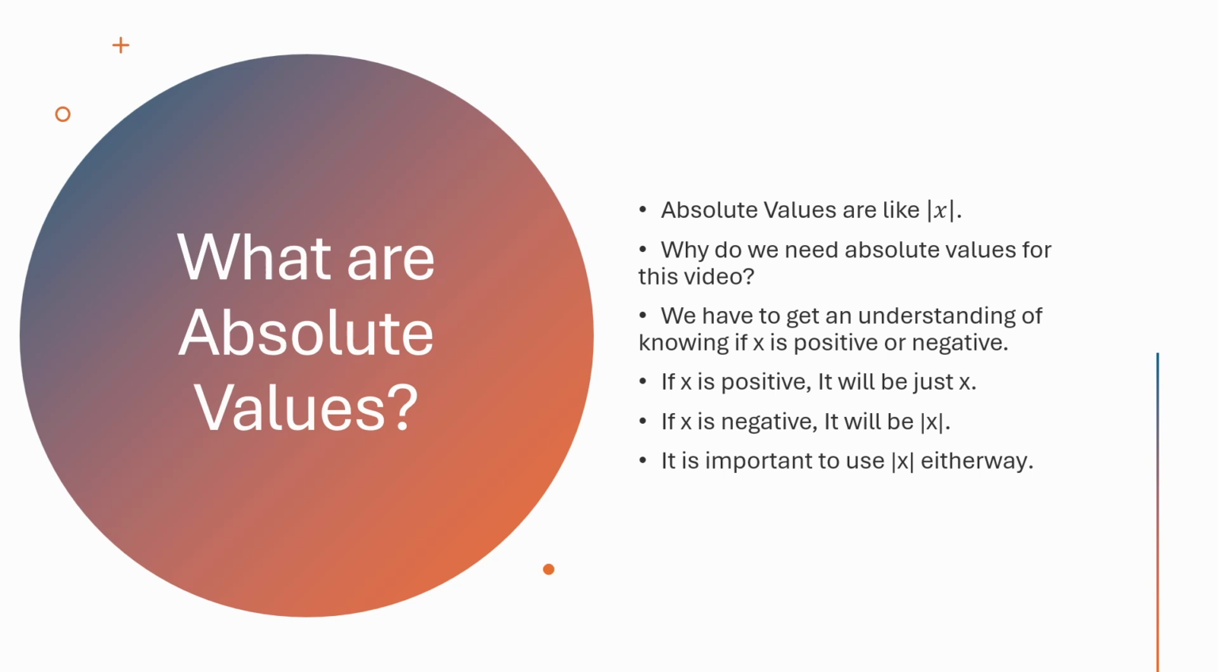Now, we have to know something. X could be positive or negative, and that could help us explain how to use absolute values. Now stay with me. If x is positive, it would be just x, right? But if negative, it would have to be the absolute value of x, because it would turn into a positive either way. That's the thing about absolute values. Anything negative inside the absolute value will automatically turn into positive. So it's important to use absolute value with x either way.